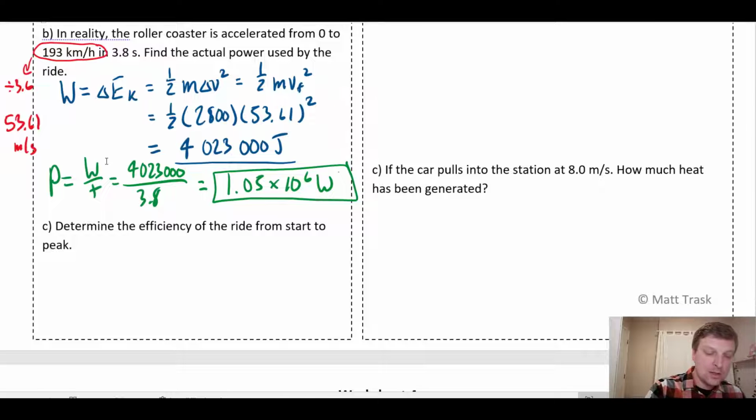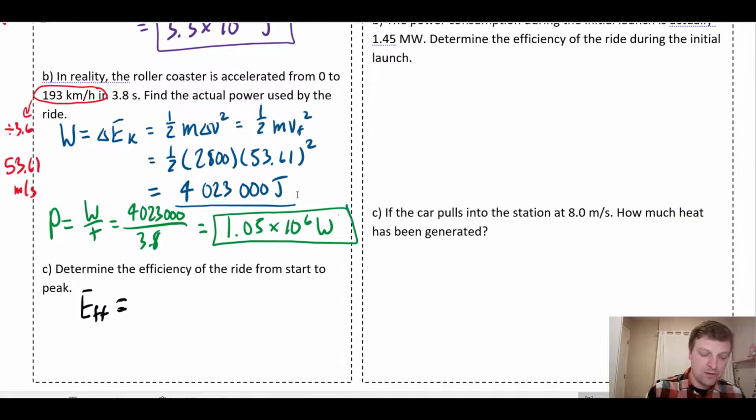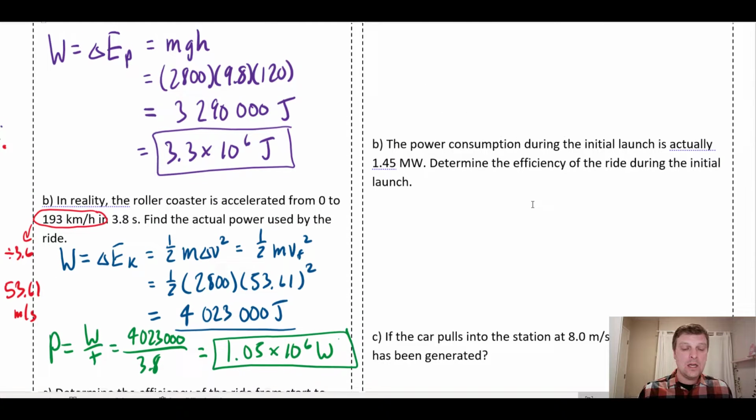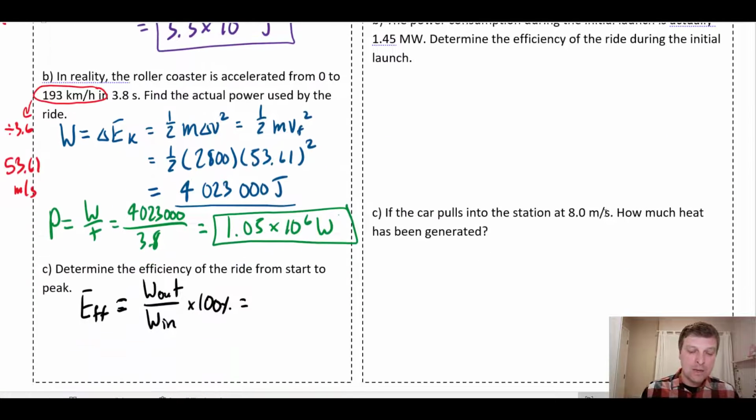Now the last question on this side is to find the efficiency. For the efficiency, I can talk about power or I can talk about work. But since I already know the minimum work and total work, I'm going to use those. So efficiency is just work output over work input times 100%. Now, which is which? The first thing I calculated was the minimum work needed, what the machine actually did. The roller coaster just barely made it over the hill. That's what actually happened, so that's my work output.